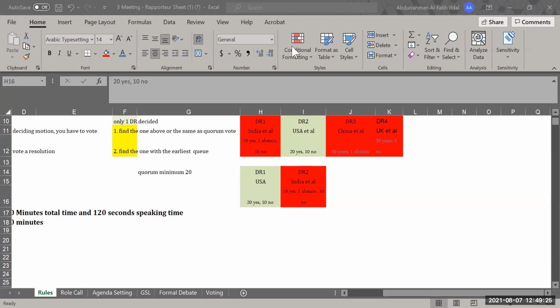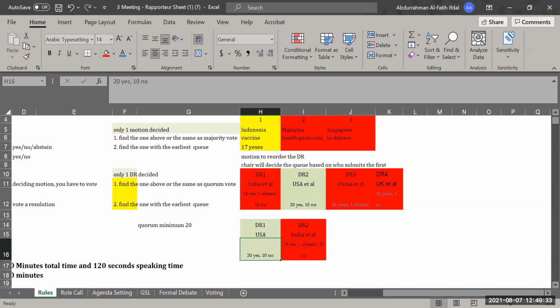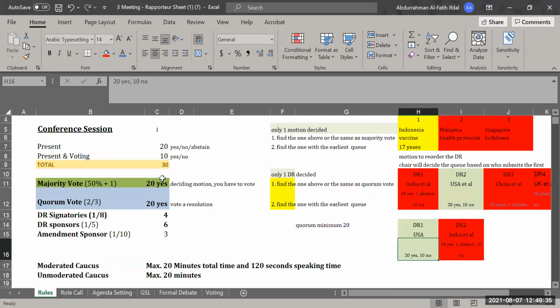Okay, another question from I. But the minimum requirement, majority vote or quorum, is not a constant number, right? Can we check? Yes, the answer is yes. So for this case, it's 30 delegates with quorum 20, and majority 16. Now, it's not always 30, right?